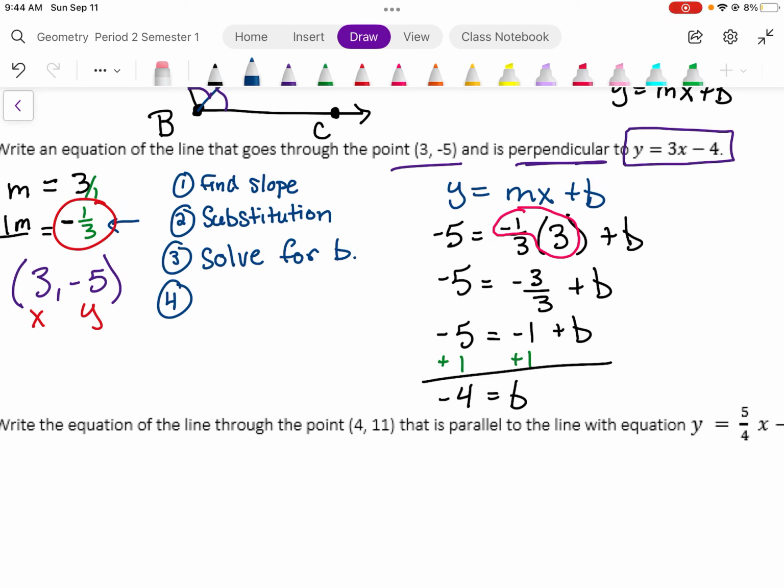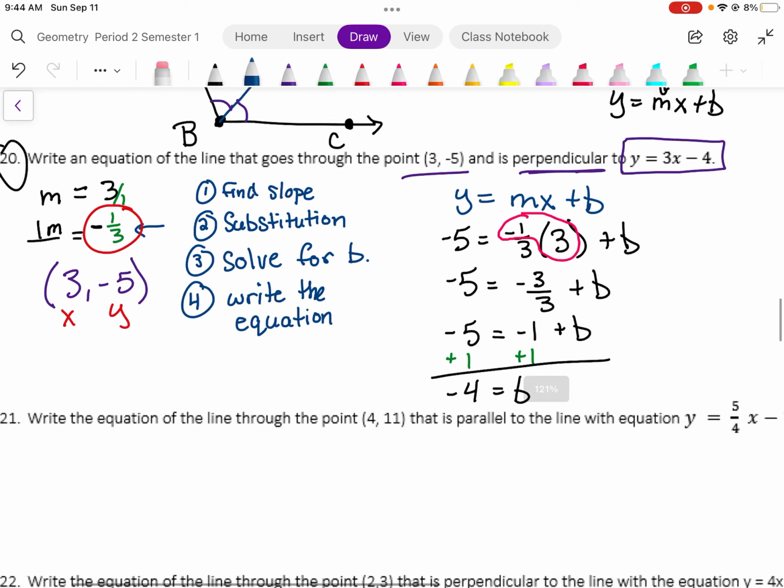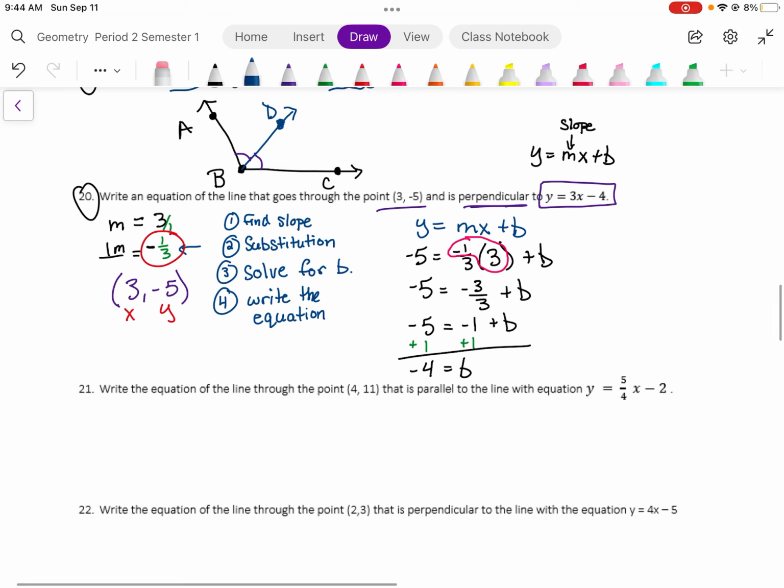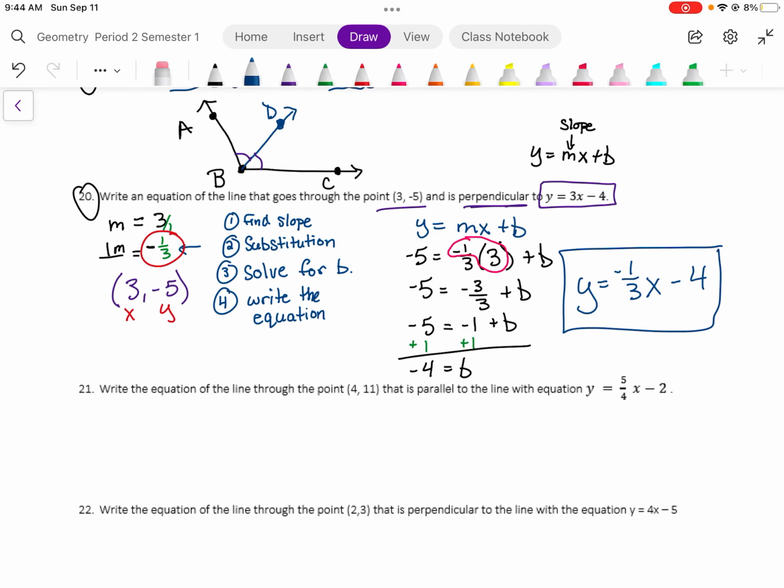And remember, that's not our last step. Our last step is to write the equation. So now we know what m and b equal. Our final answer should have the y value in there. So we're going to have y equals negative 1/3 x minus 4. And that is our answer.